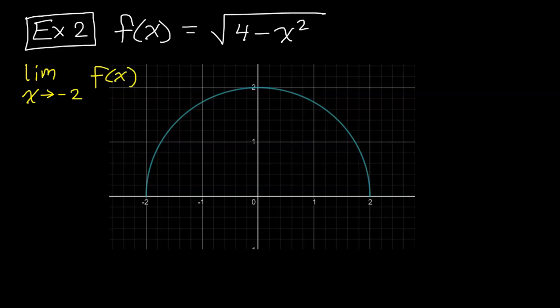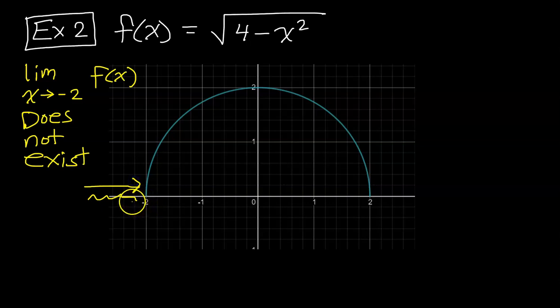Let's talk about the limit as x approaches -2. Well, look, this limit does not exist. The reason why this limit does not exist is because the function has to approach the same value from the left and from the right. But this function is not defined over here. So we can't talk about what's happening as x approaches -2 from the left, so the limit does not exist.